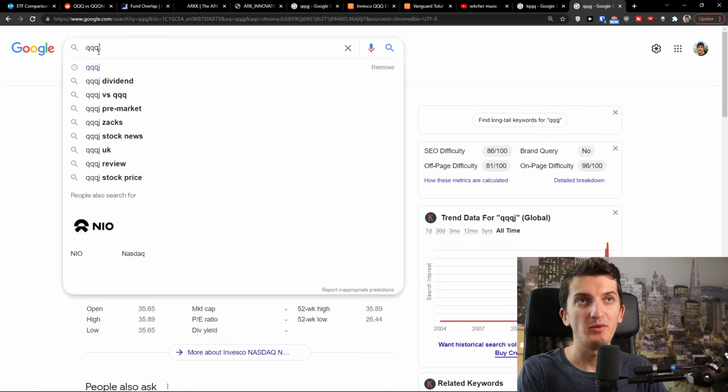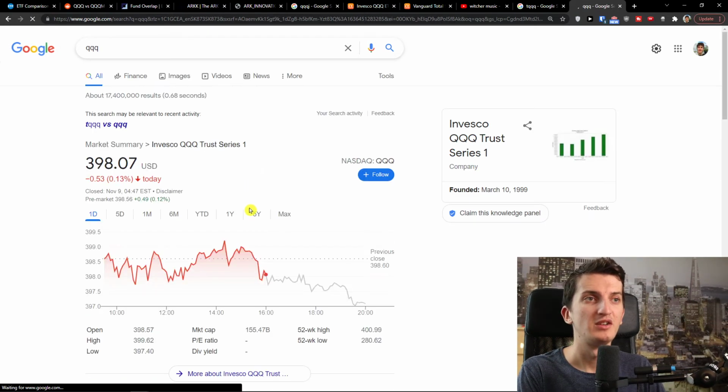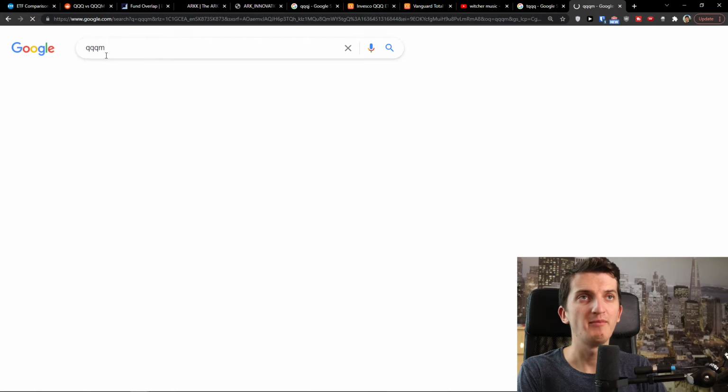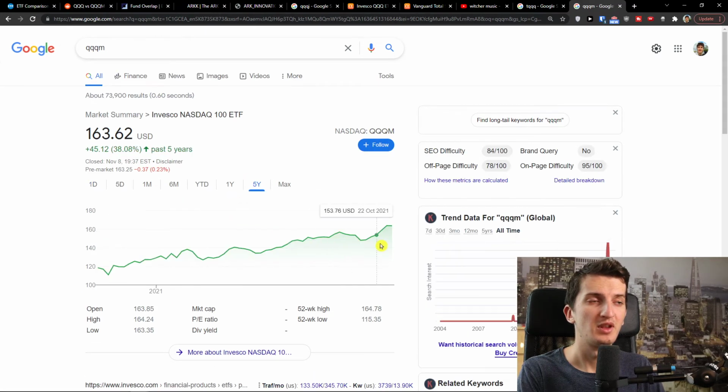Now on the other hand, with QQQ, the price here, see, for the past 5 years we see a nice increase. With the QQQM, again, a nice increase too. And this is pretty much it. So these were the main differences.